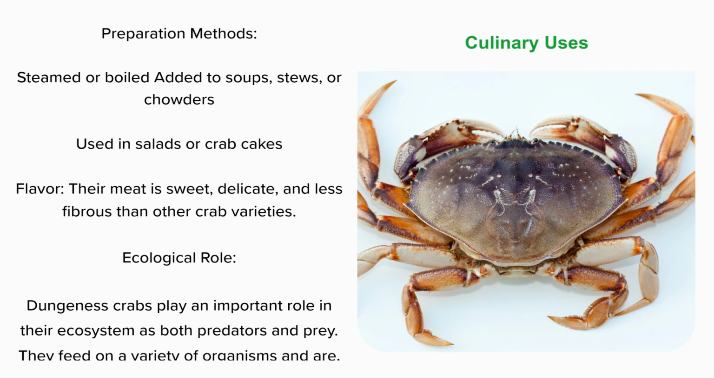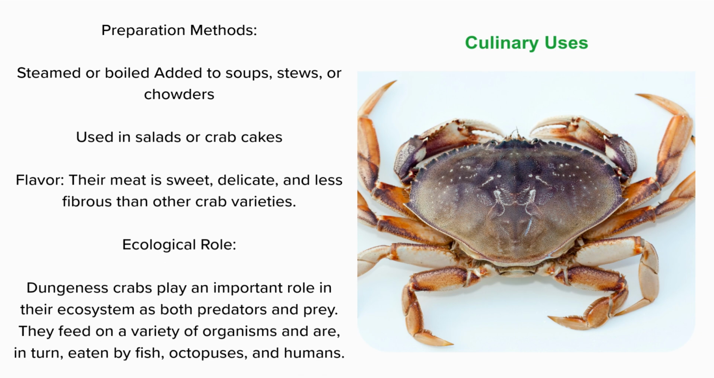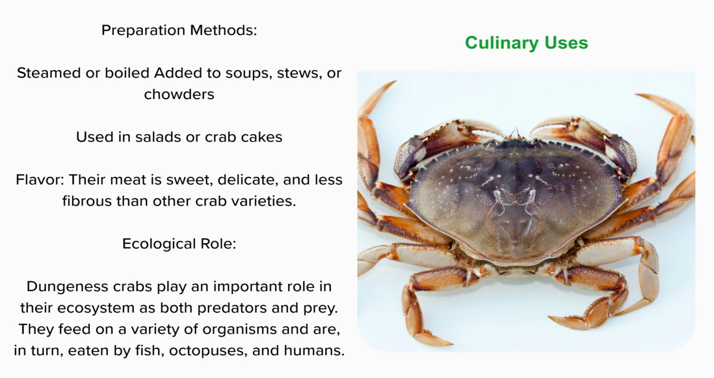Culinary uses. Preparation methods: steamed or boiled, added to soups, stews, or chowders. Used in salads or crab cakes. Flavor: their meat is sweet, delicate, and less fibrous than other crab varieties. Ecological role: Dungeness crabs play an important role in their ecosystem as both predators and prey. They feed on a variety of organisms and are, in turn, eaten by fish, octopuses, and humans.